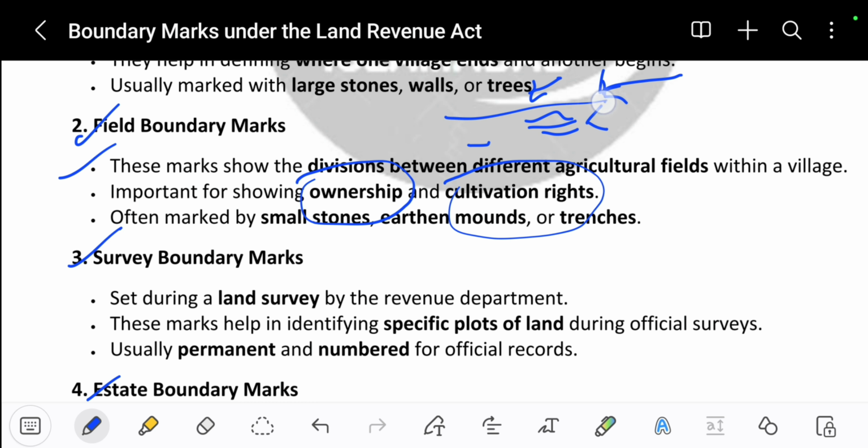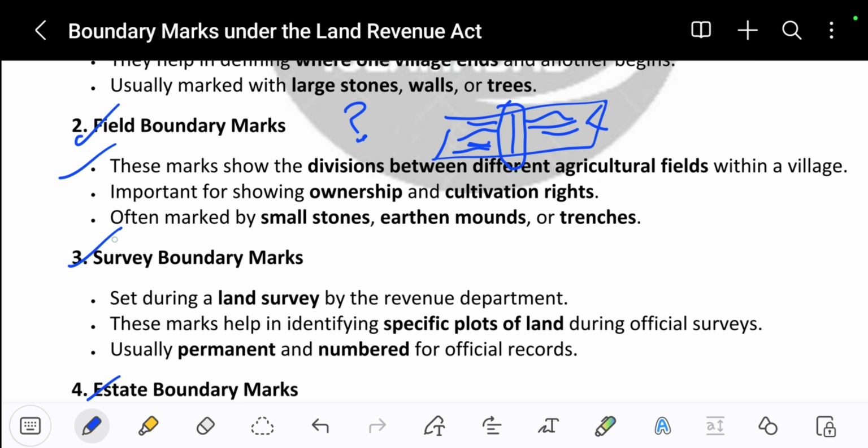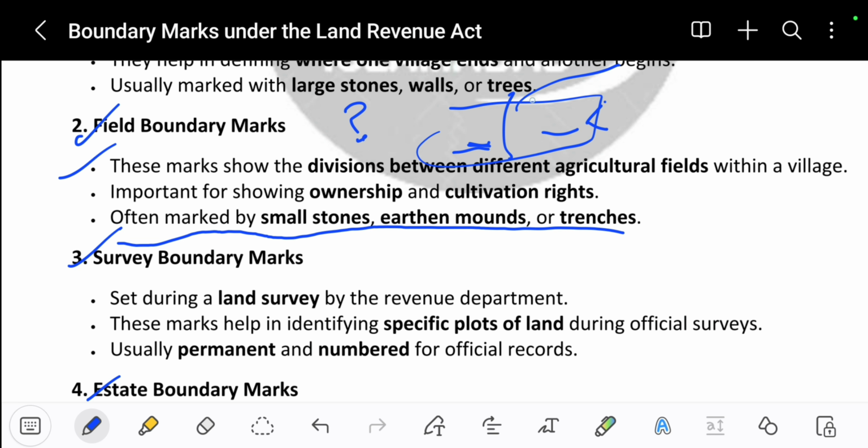So basically, if this land gets mixed with the other person's land, it will obviously cause confusion, and both owners will be confused about which portion is mine and which is theirs. So they will obviously start fighting. That's the reason in field or cultivation land there's a very important need for making a boundary. Third point is often marked by small stones, earthen mounds, and trenches. These types of fields are also divided with the help of stones. So they might put some big stone in order to indicate that this is the end and this is the land of some other person.